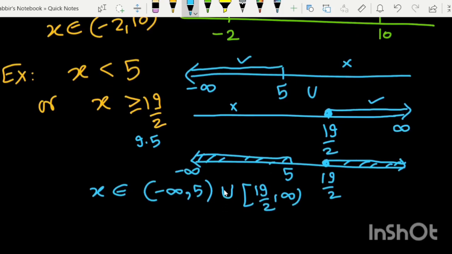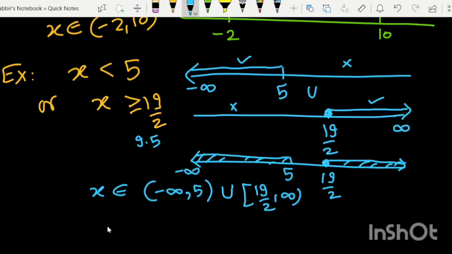So this symbol U is used as a connector, and U as a concept we have also seen, which is the union of two inequalities. It means take all the solutions which are common to both, and which are not common also, we have to take all the solutions. That is what we mean by union. And U as a connector also we have used.